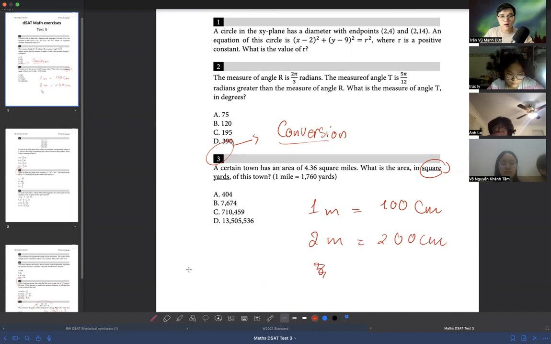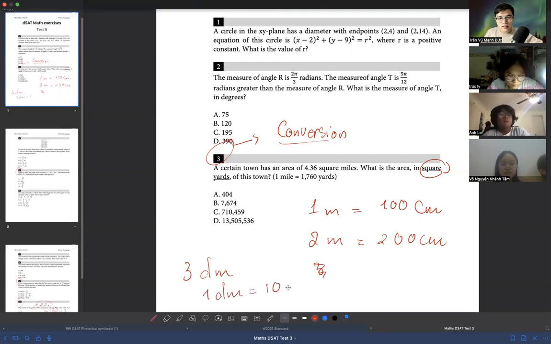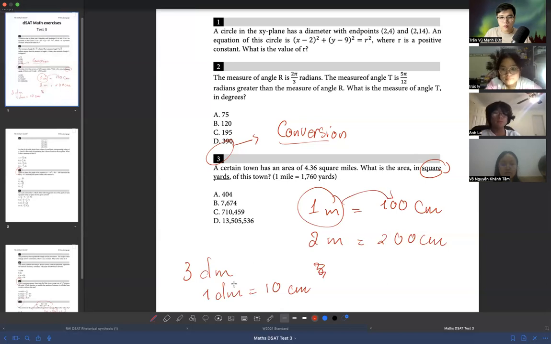And if you get 3 decimeters and you have 1 meter, one decimeter equals 10 centimeters. You can just cross multiply and bridge from 1 meter equals 100 centimeters, 1 decimeter equals 10 centimeters. As a result, 3 decimeters equals 0.3 meter. It's very simple, 0.3 meter.